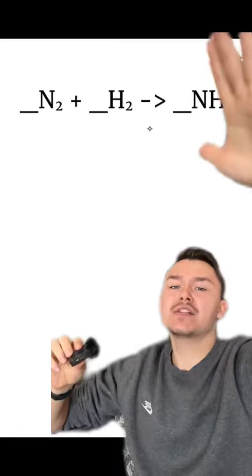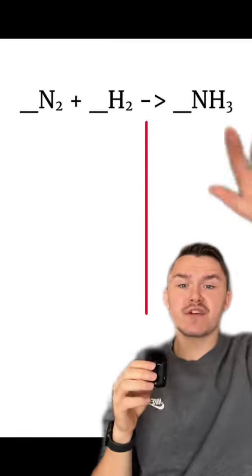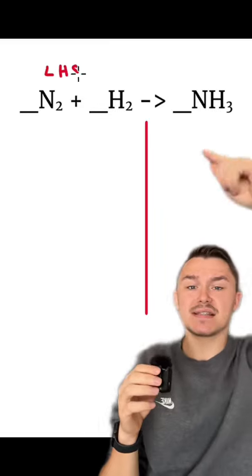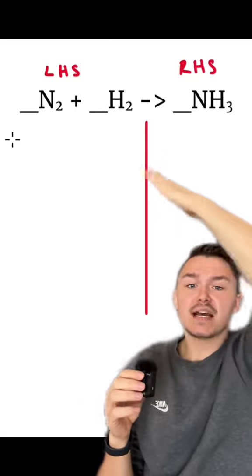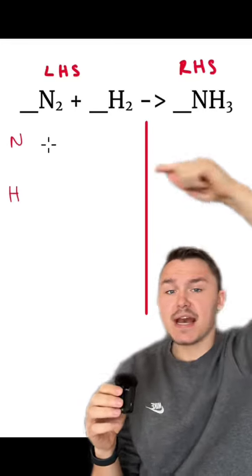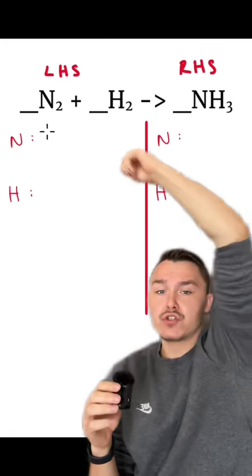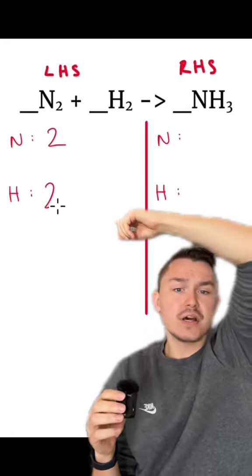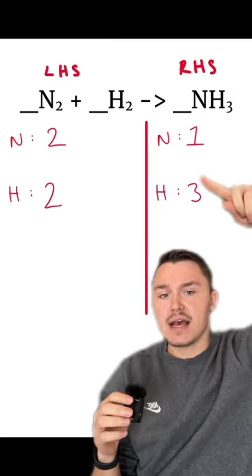You need to know how to balance chemical equations for your chemistry paper 1, so let's go through it. I'm going to do 3 progressively harder ones. Now the way that I start this is I split this equation up into the left hand side and the right hand side, and I write down how many of each atoms I have, so nitrogen and hydrogen on both sides, and how many of each do I have?